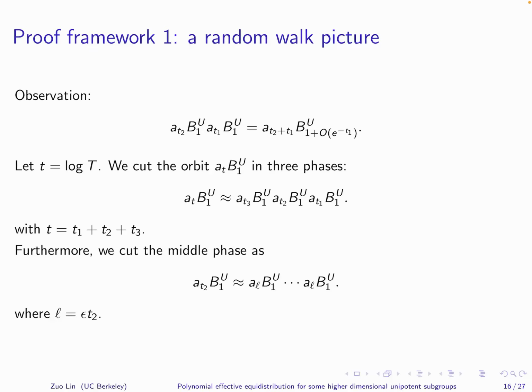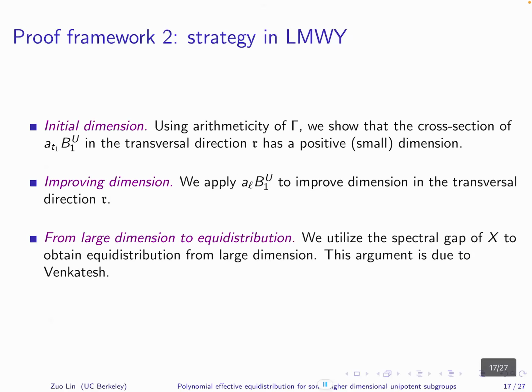With this, we can cut this whole orbit into 3 phases, where I cut t into t_1 plus t_2 plus t_3, and a_t B_1(U) is approximately a_{t_3}B_1(U), a_{t_2}B_1(U), and a_{t_1}B_1(U). We can also cut the middle phase into further smaller pieces of size L, where L is epsilon t_2. Epsilon will be some small number, but it is absolute and depends on the data I pick. With this random walk picture, we cut this whole process into 3 phases.